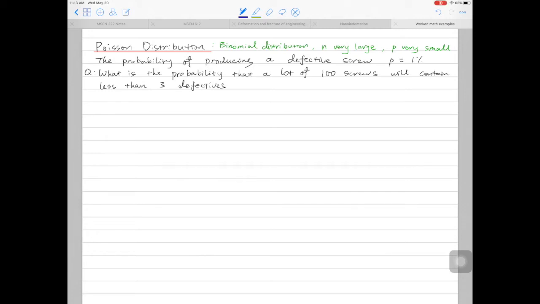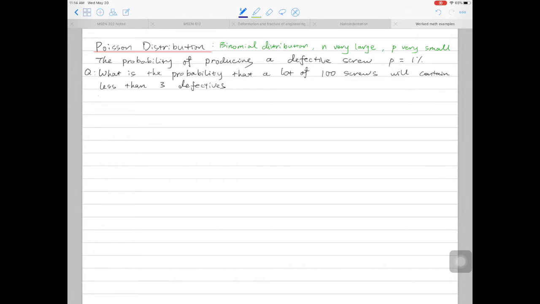In the previous video, we mentioned that the Poisson distribution is a special type of binomial distribution. We can use the Poisson distribution when the n, the sample size, is very large, and the p, the probability of a specific event, is very small. The probability of producing a defective screw is 1%. The question is, what is the probability that a lot of 100 screws will contain less than 3 defectives?